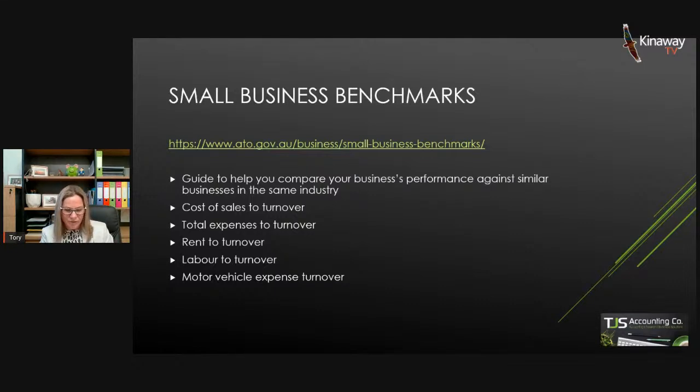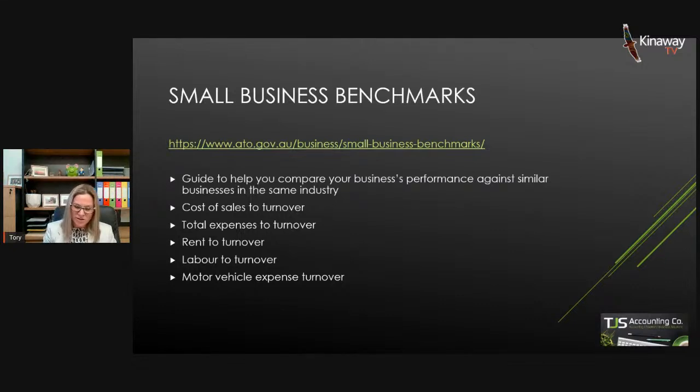Essentially, the ATO provide a guide to help you compare your business performance against other businesses in a similar industry. They're looking at the cost of sales to turnover, total expenses to turnover, rent to turnover, labour to turnover, and motor vehicle expense turnover. The easiest and quickest way to see how your business compares to competitors could be using the ATO business benchmarking check tool. You can enter your details into the tool and it will calculate and compare your data to that of other businesses, comparable to your competitors, I guess, and other businesses in your industry.